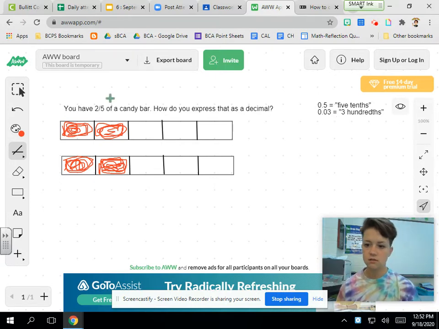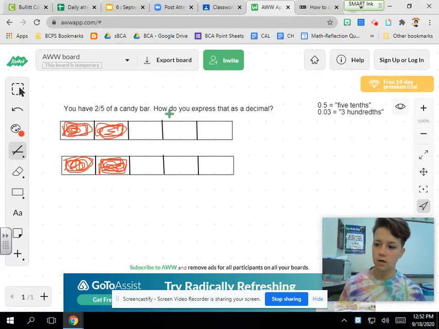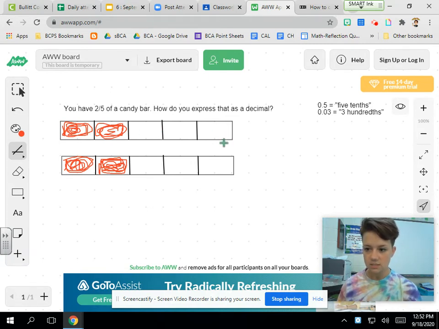So in the context of you have 2/5 of a candy bar, how do you express that as a decimal? Well, here is our candy bar. It is divided into 5 pieces, and 2 of them are shaded in. It's not enough chocolate if you ask me, but we'll work with it.